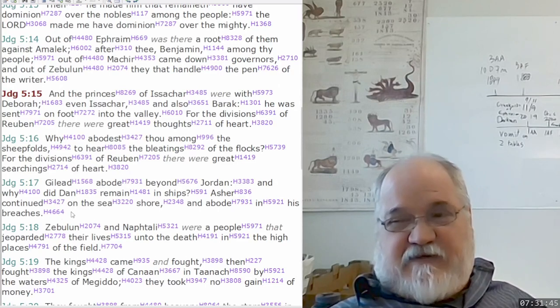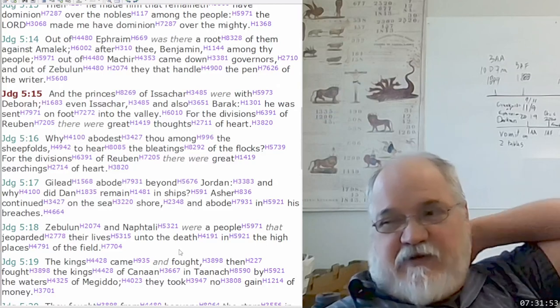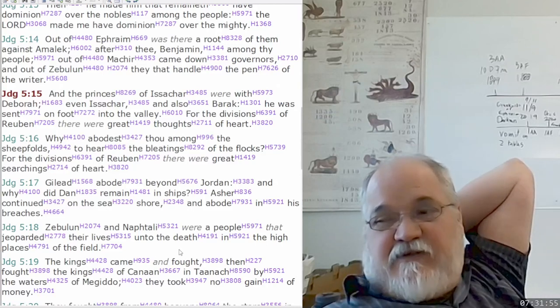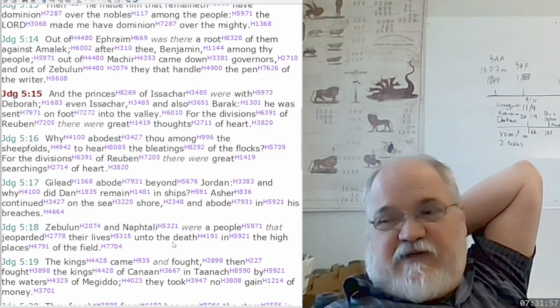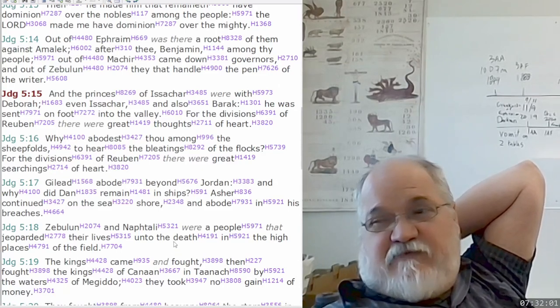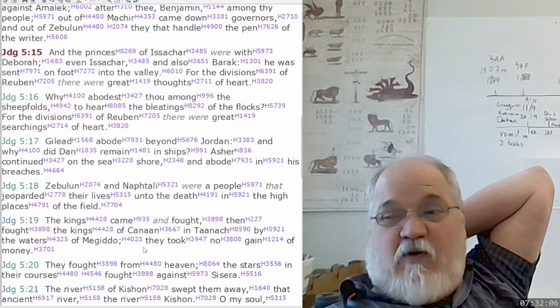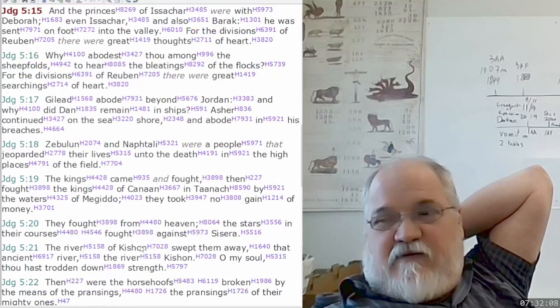So here we have these different tribes, Gilead, Dan, and Asher, not involved. And then we have Zebulun and Naphtali, a people that jeopardized their lives unto the death in the high places of the field. So this is this period of darkness. This is what's happening in this movement. So we're going to have a point where we're going to have this battle, right?